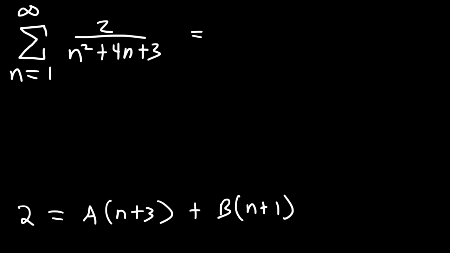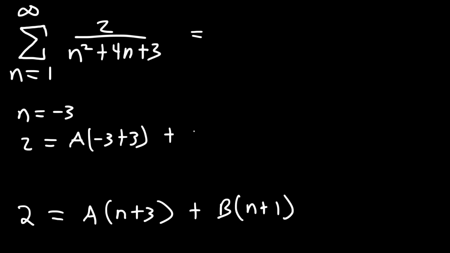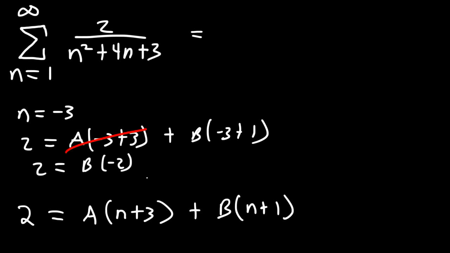So now, we need to solve for a and b. So I'm going to begin by plugging in negative 3. So this is going to be 2, which is equal to a times negative 3 plus 3 plus b times negative 3 plus 1. So negative 3 plus 3 is 0. That disappears. And negative 3 plus 1 is negative 2. So 2 divided by negative 2 is negative 1. So b is equal to negative 1.